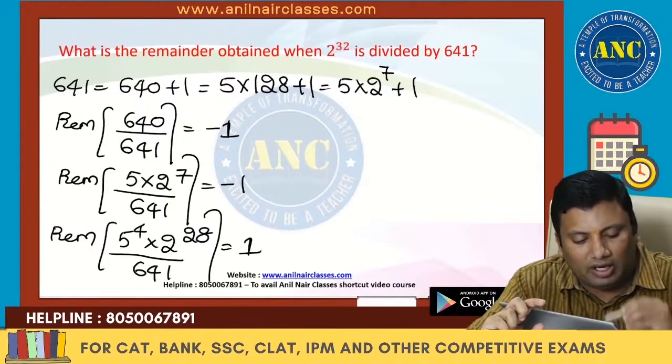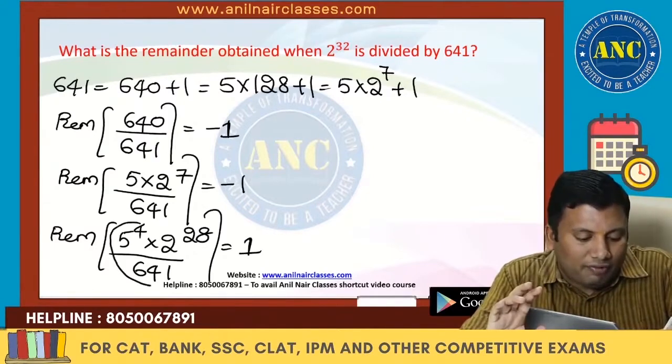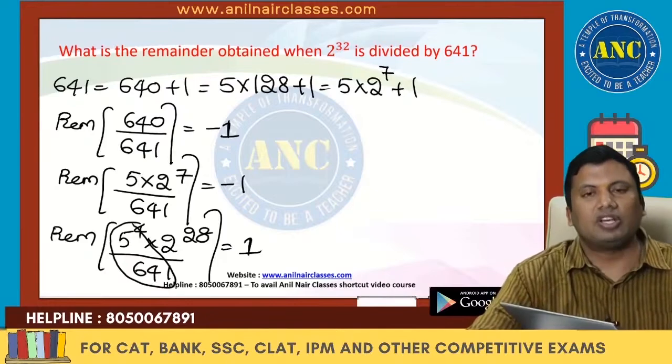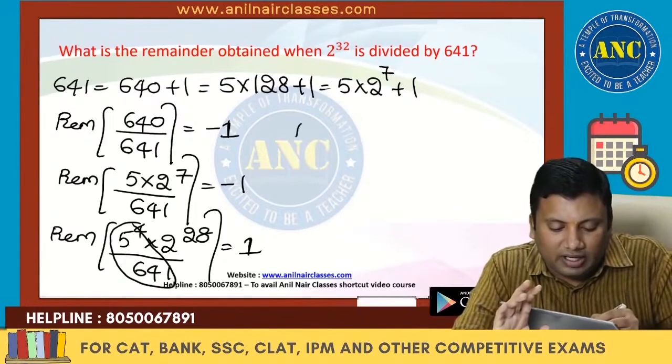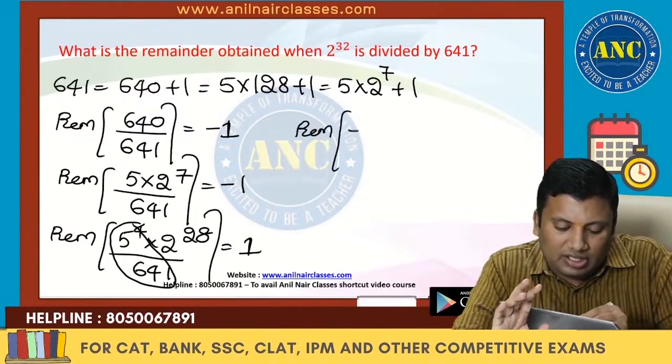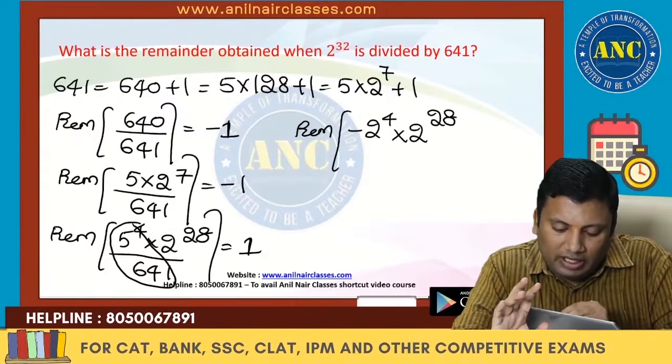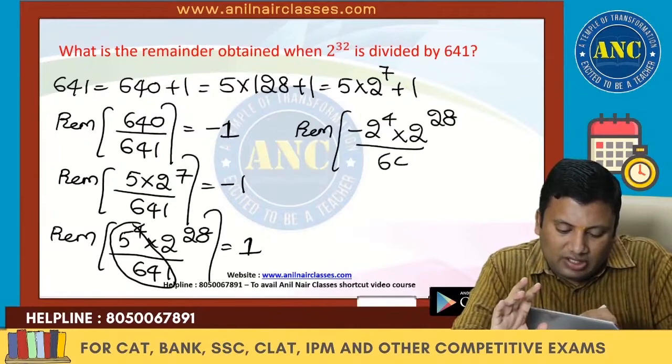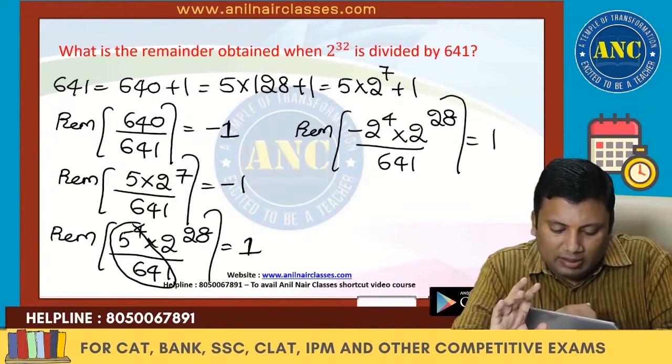Minus 1 power 4 is nothing but 1. 5 power 4 is 625. 625 divided by 641 is minus 16. So, minus 2 power 4 into 2 power 28 divided by 641. It is nothing but 1.